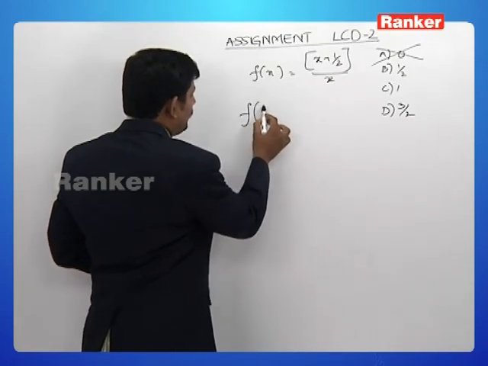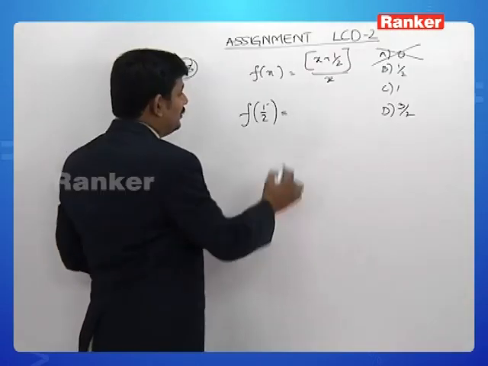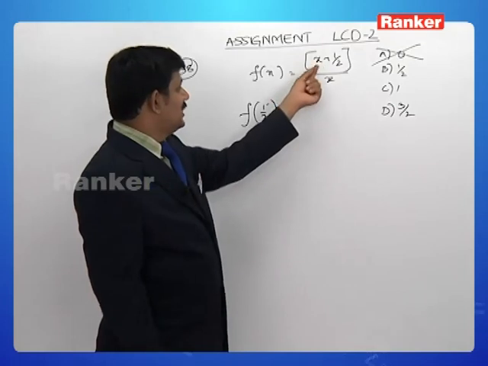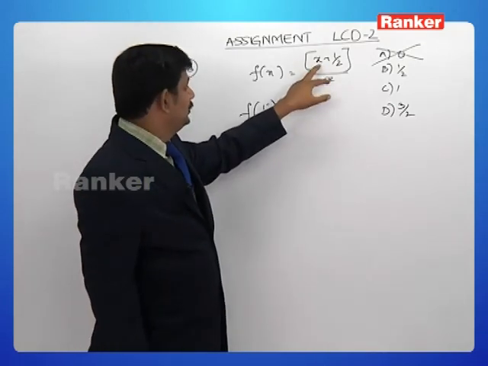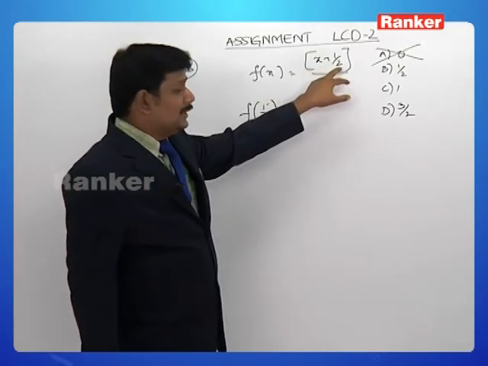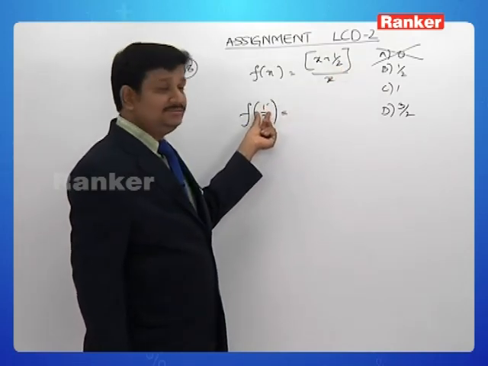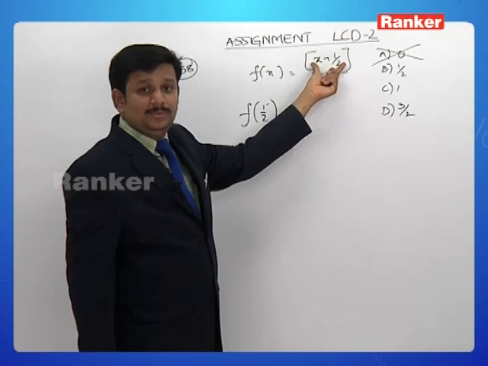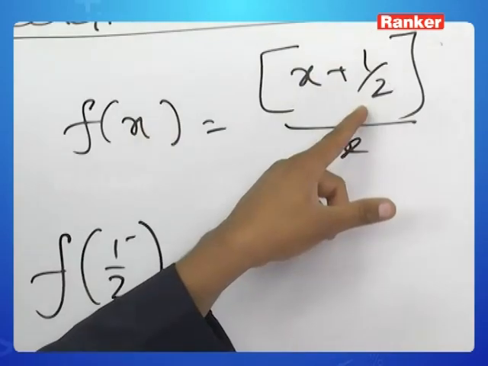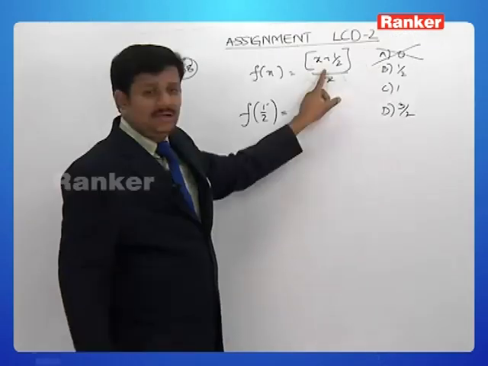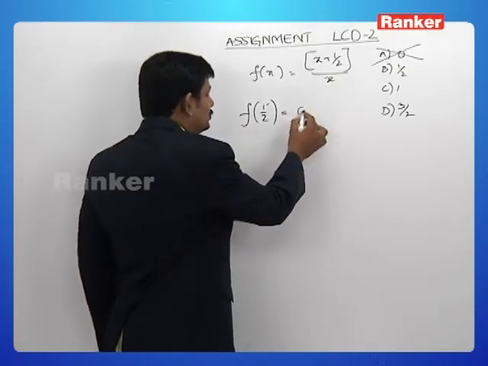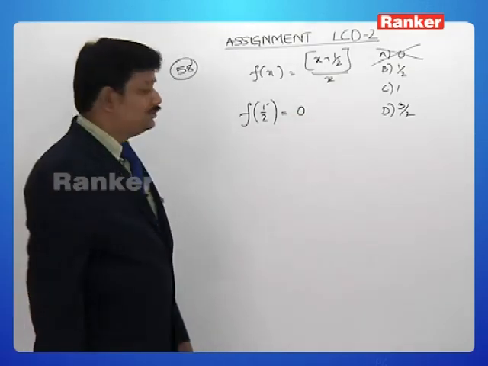Left hand limit of f at 1 by 2 minus, whenever x is slightly less than half. Half plus half is 1, and because x is slightly less than half, x plus half will be slightly less than 1. Whenever a number is slightly less than 1, its integral part would be 0. So f of half minus would be 0.